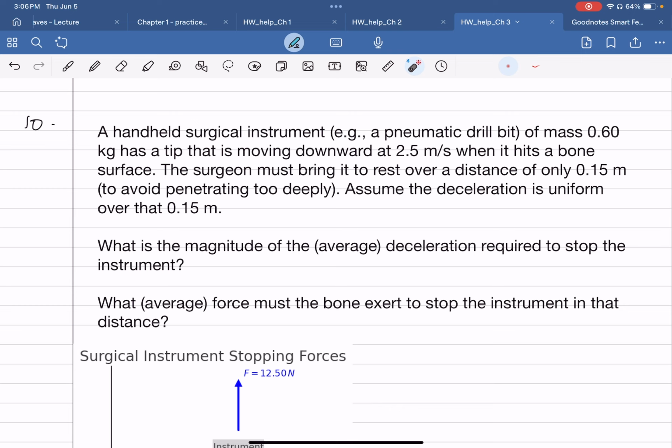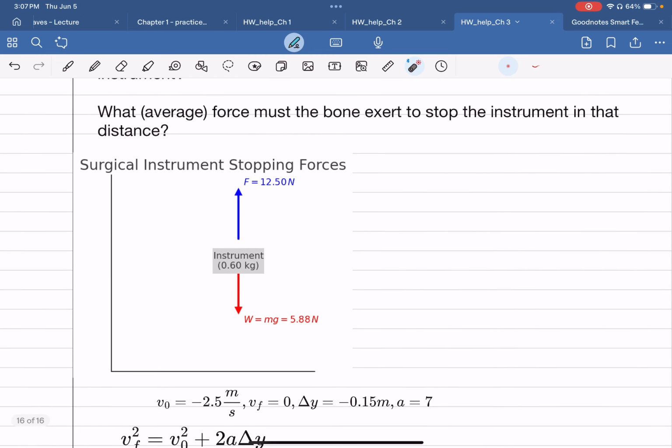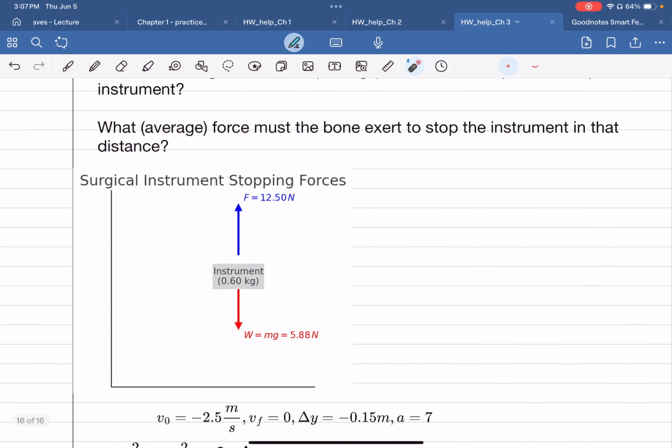And then we have the distance, which is 0.15 meter. Again, it's moving down, so that's also negative. The final velocity is 0. Why? Because it says the surgeon must bring it to rest. So we have the initial negative 2.5, final velocity 0. We have that displacement, you're looking for a. So here are the quantities, I've listed it down. See the negative on this and the negative on this? Once again, because they're moving down. Ooh. And this one changed the question mark to 7. Goodness. Okay, so we're looking for acceleration.